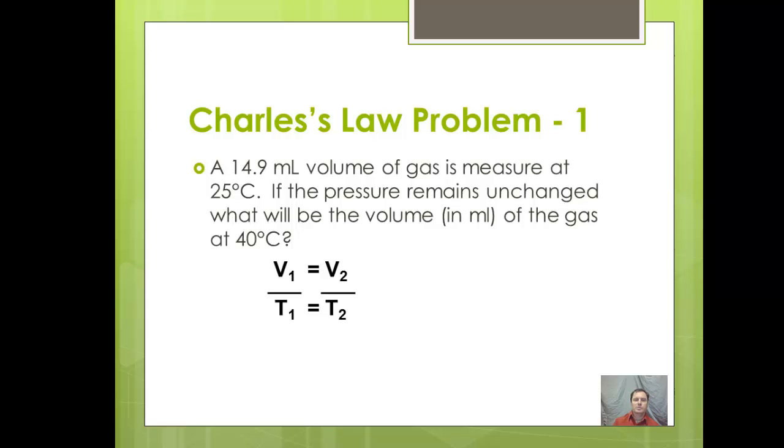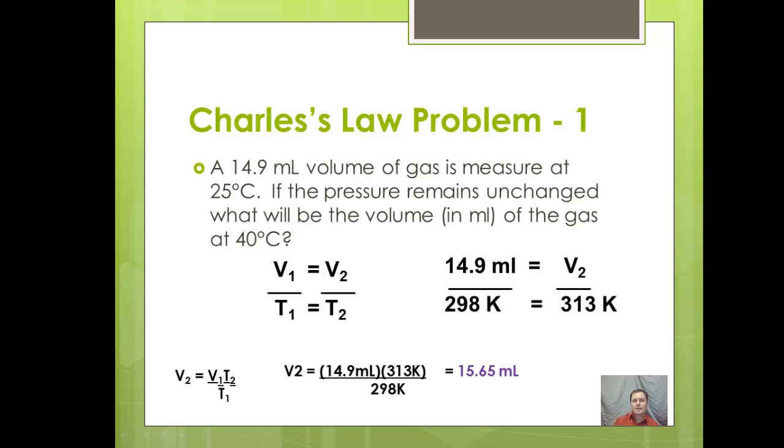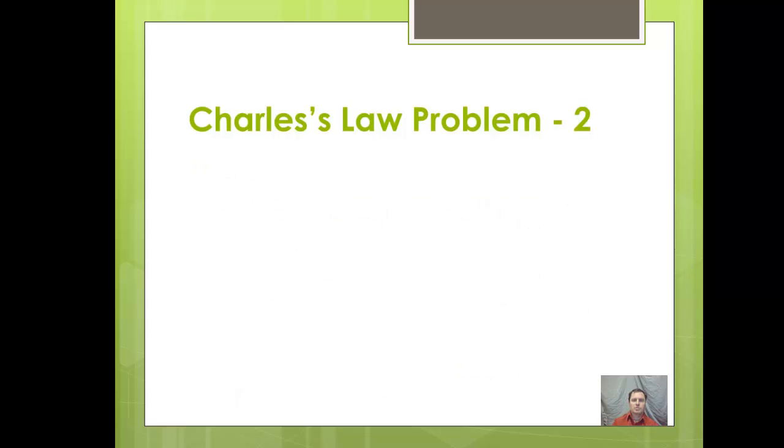Okay, so we use this equation. We're looking for V2. So when I rearrange, I can set it up like this. Remember, 25 degrees Celsius is 298 Kelvin, 40 degrees Celsius is 313 Kelvin. Now to get V2 by itself, all I have to do is take this side and multiply it by 313. So it looks something like this, and I come up with 15.65. So I increased the temperature, I increased the volume. Let's try another problem here.